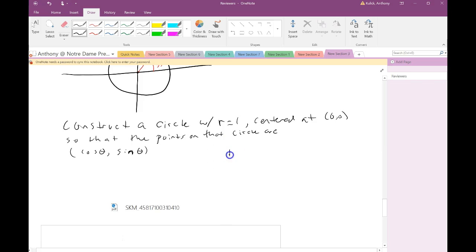Where I mean that, let's draw the circle first, that's easier for me. So if this is my unit circle, and we have some initial side and some terminal side, this angle here is my theta, so this point is cosine theta, comma, sine theta.